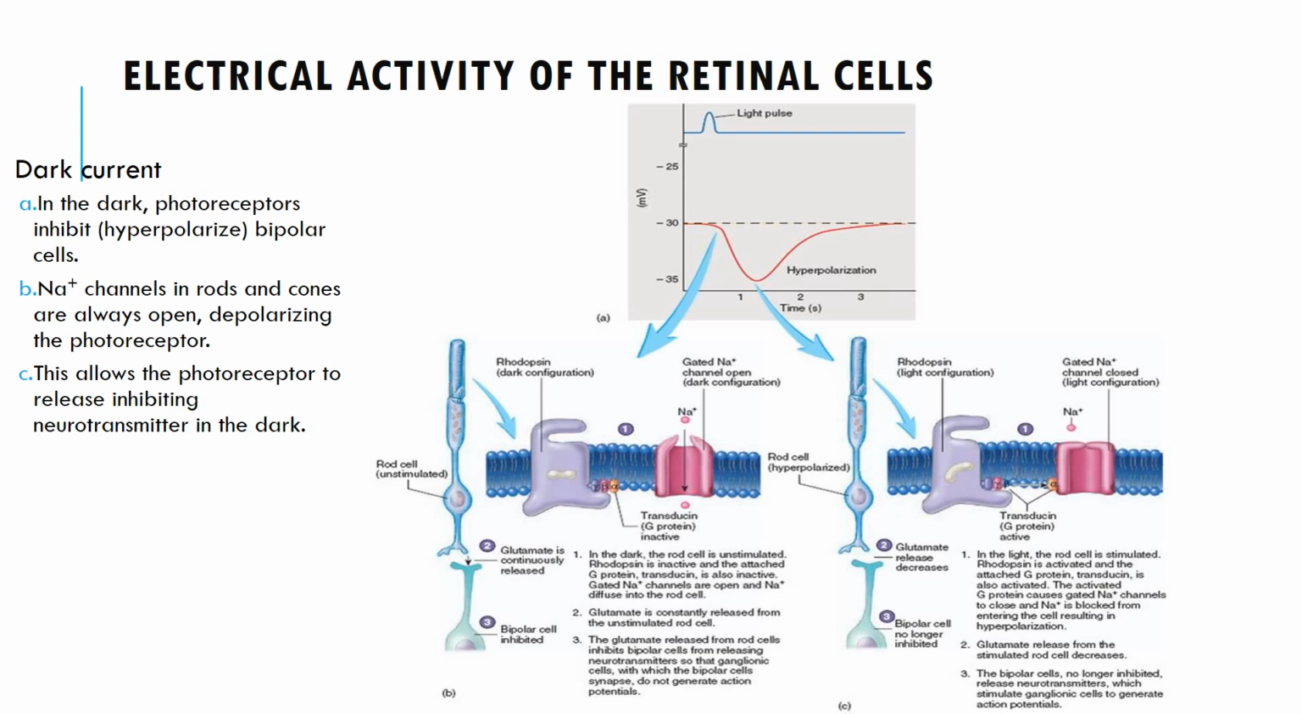So if we look at this image here, we have the dark on this panel, and what happens is that sodium is constantly entering into the cell. These channels are always open and sodium diffuses into the rod cell. Then glutamate is constantly released from the unstimulated cell. So here, glutamate is continuously released. The glutamate from the rod cell is going to inhibit the bipolar cell from releasing its neurotransmitter, and so we don't have an action potential that's generated.